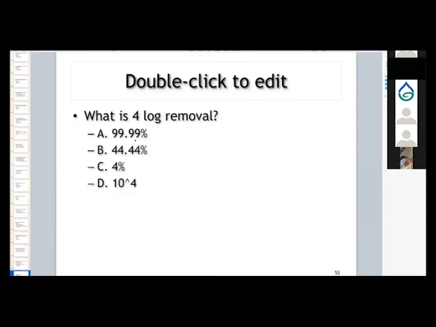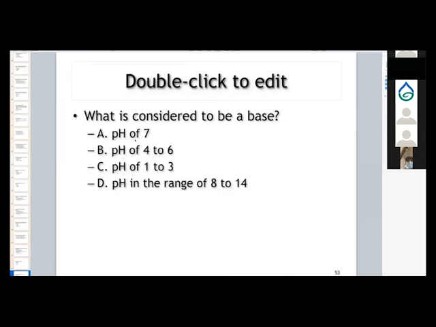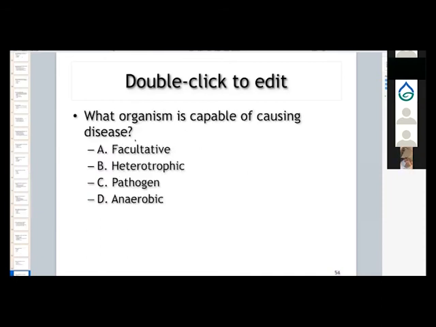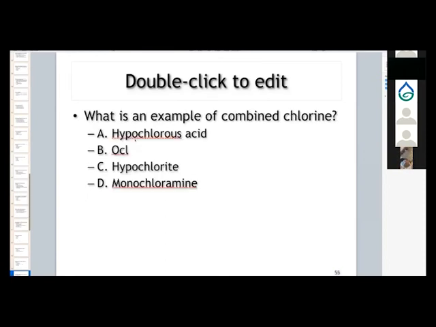What is 4-log removal? I shouldn't have to say the answer to this because we talked about it, but it's A, 99.99%. Again, 2-log removal is 99%, 3-log removal is 99.9%, 4-log removal is 99.99%. What is considered to be a base? The answer is D, in the pH range of 8 to 14. What organism is capable of causing disease? A pathogen. What is an example of combined chlorine? In this example, it should be D, monochloramine.